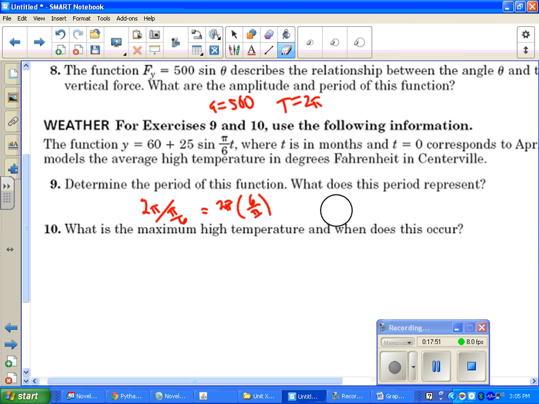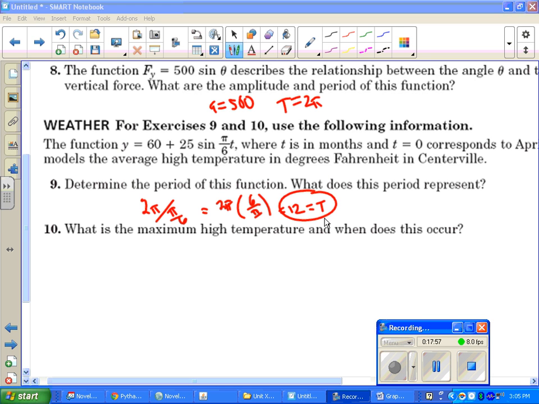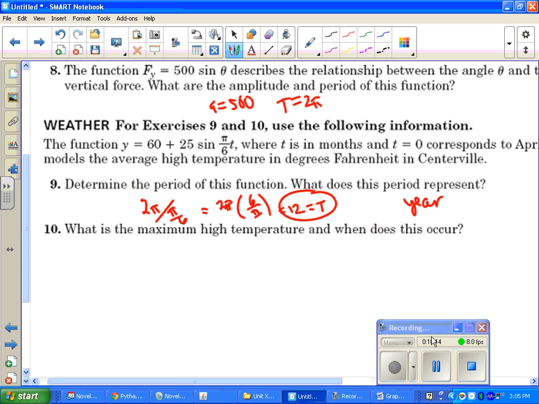Now, if you think about what this period represents, it's saying it repeats every 12. Well, every 12 what? Remember, this was getting affected by t. T is months. So your period here is really just a year. That makes sense. If you're talking about the weather in April, it's going to repeat itself every April, which happens every year, right? Now, what is the maximum high temperature, and when does this occur?